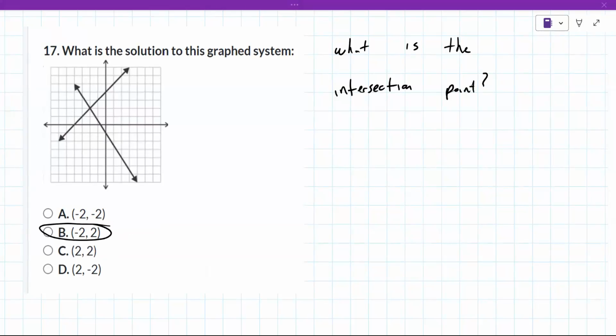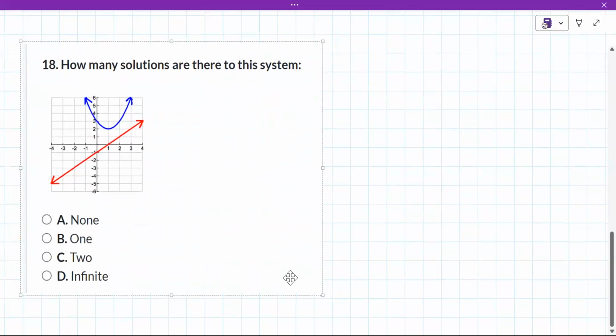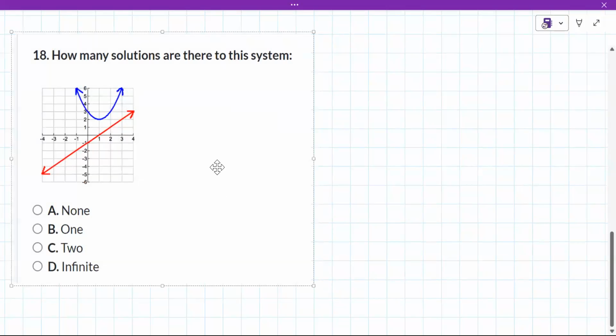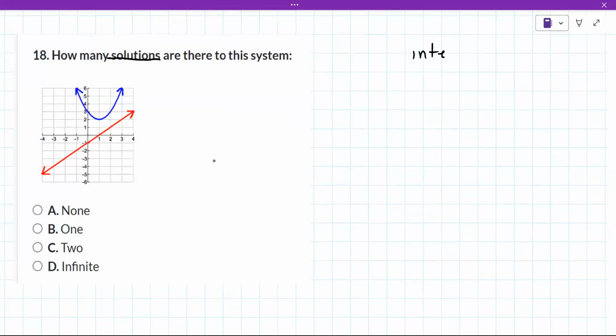All right. Number 18. No problem here. How many solutions are there to this system? So a solution occurs when there's an intersection. So another way to ask this is, how many intersections are there? How many solutions? 2. So there are 2 intersections.